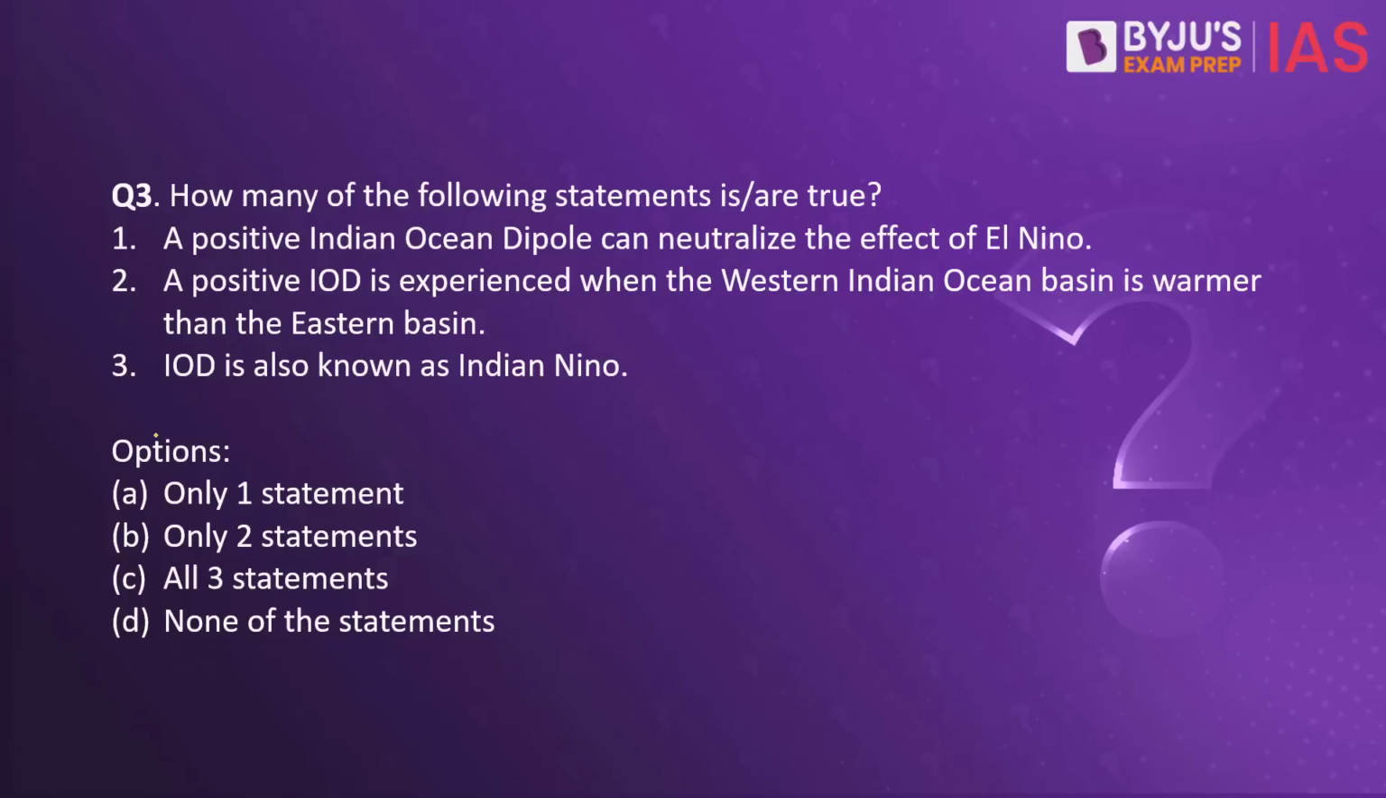The next question is, how many of the following statements are true? A positive Indian Ocean dipole can neutralize the effect of El Nino. A positive IOD is experienced when the Western Indian Ocean basin is warmer than the Eastern basin. IOD is also known as Indian Nino.